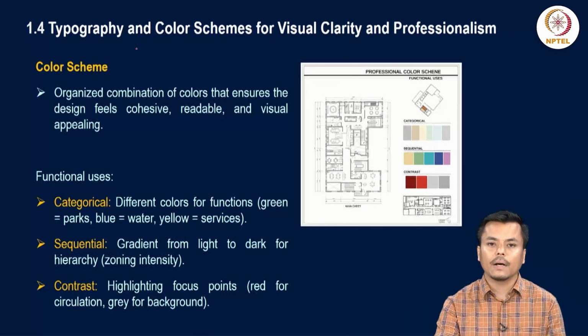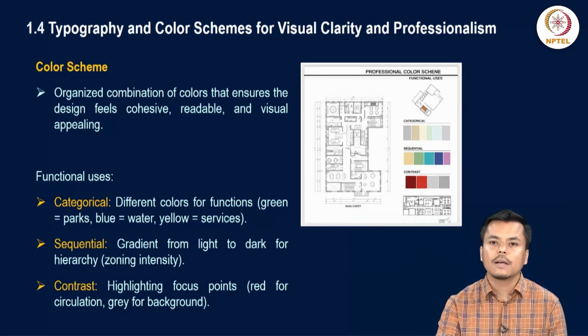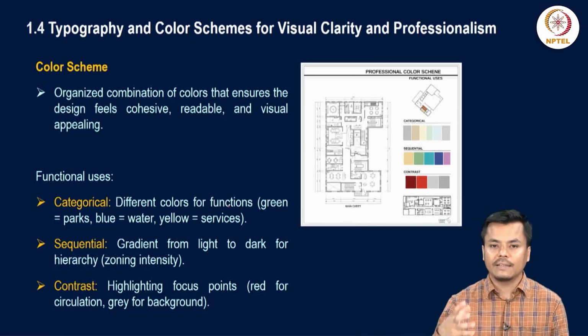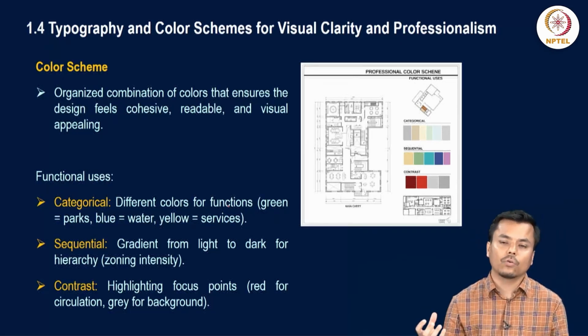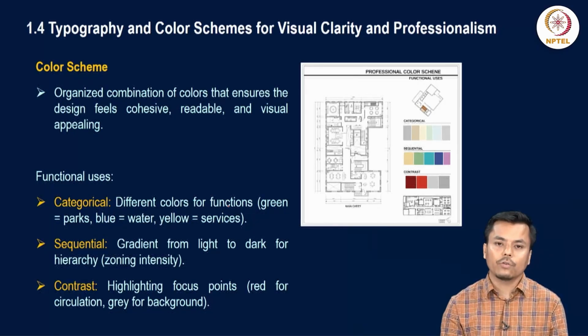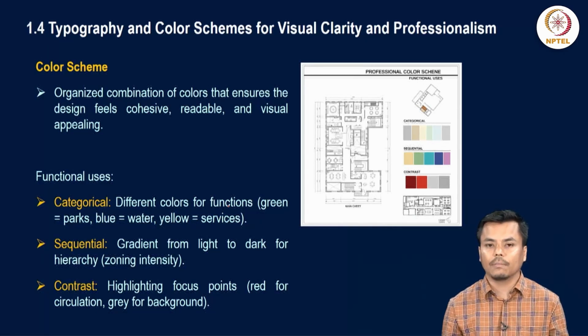Then the color scheme has to be focused on. You should organize the combination of colors that ensures the design feels cohesive, readable, and visually appealing. The functional uses include categorical, that is, different colors for functions can be used. For example, if you are highlighting all the corridors in the space, a particular color can be assigned to highlight all the corridors or all such spaces within the floor plan.